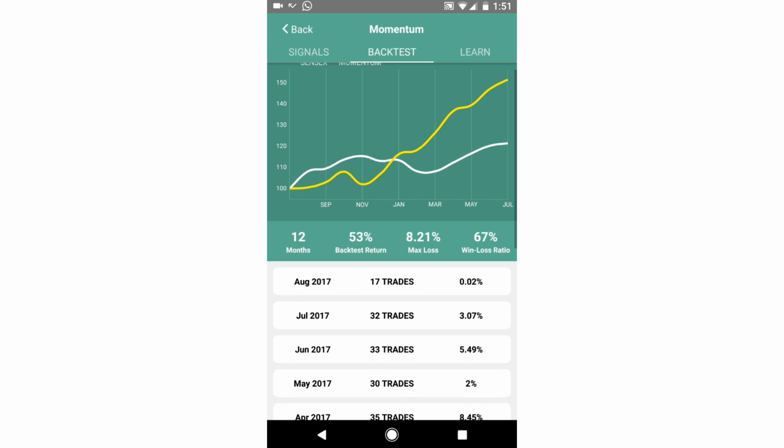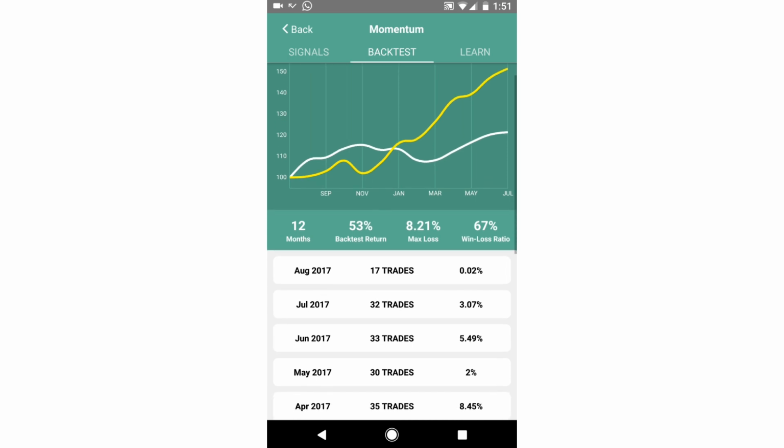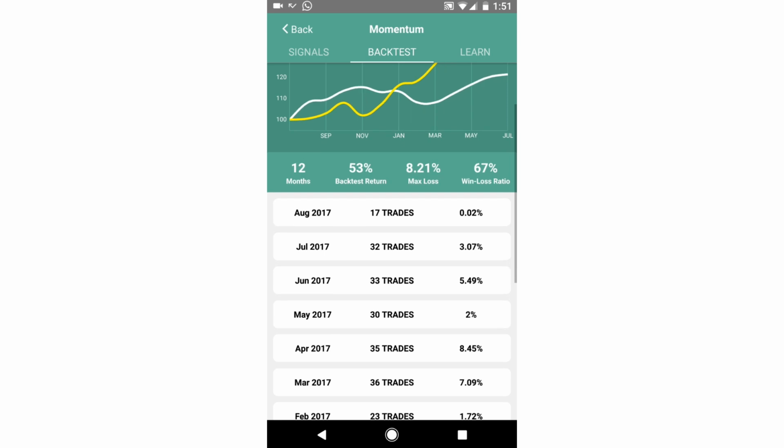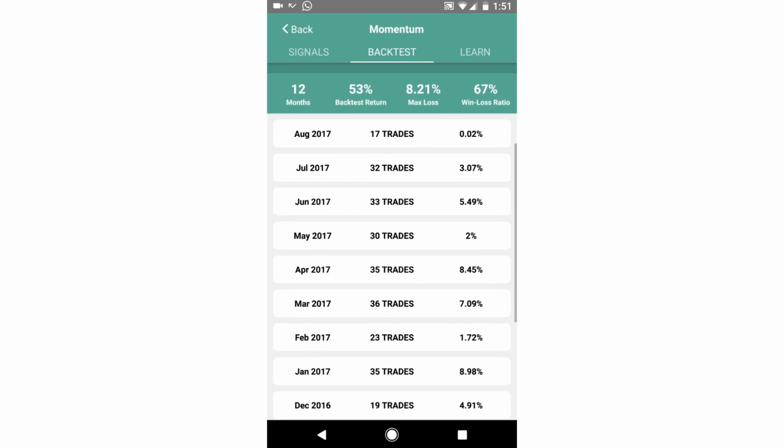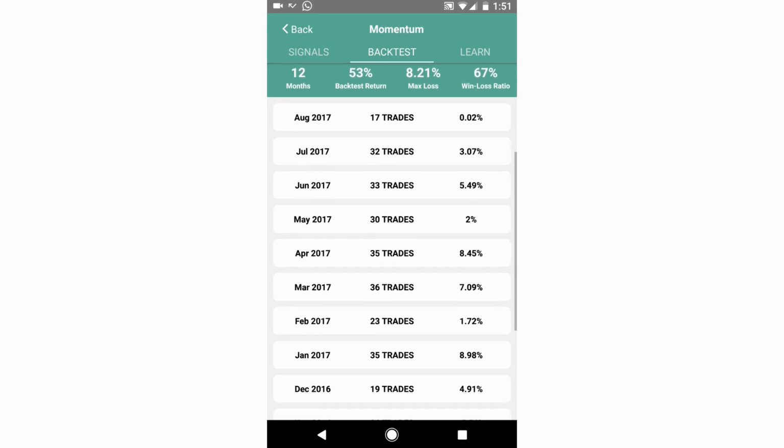As you can see here, the backtest gave a return of 53% before brokerage, slippage, taxes, and of course, human error. The max loss is 8%, which means you would have lost a maximum of 8% during this backtest period. And the win-loss is 67%. Interesting. That basically means if you took 100 trades, 67 would be winners and the rest would be losers. So let's look at each month.